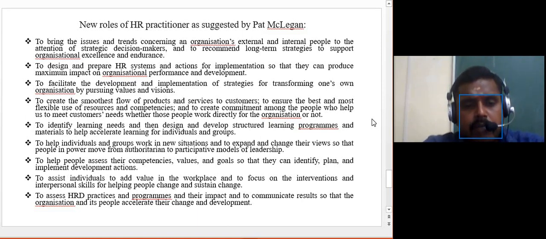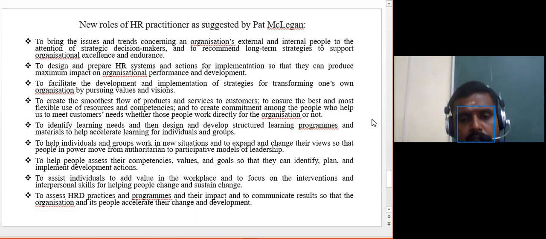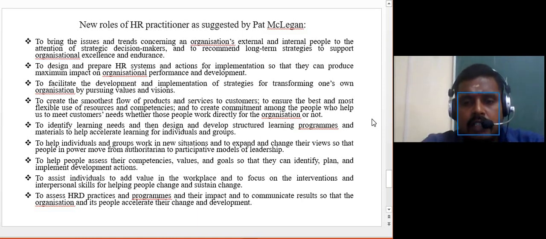And to help people assess their competencies, values and goals, so that they can identify, plan and implement development actions. And to assist individuals to add values in the workplace, and to focus on the interventions and interpersonal skills for helping people change, and the sustainability of change management practices, or else the change management cultural practices in the organization.